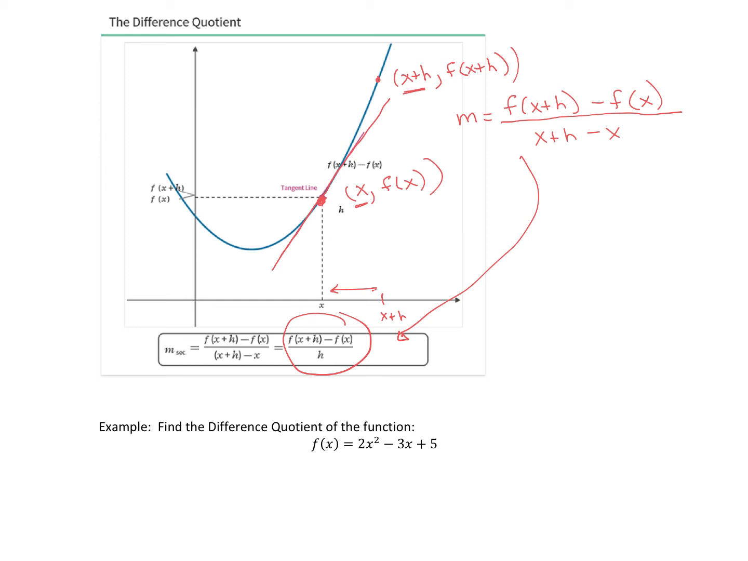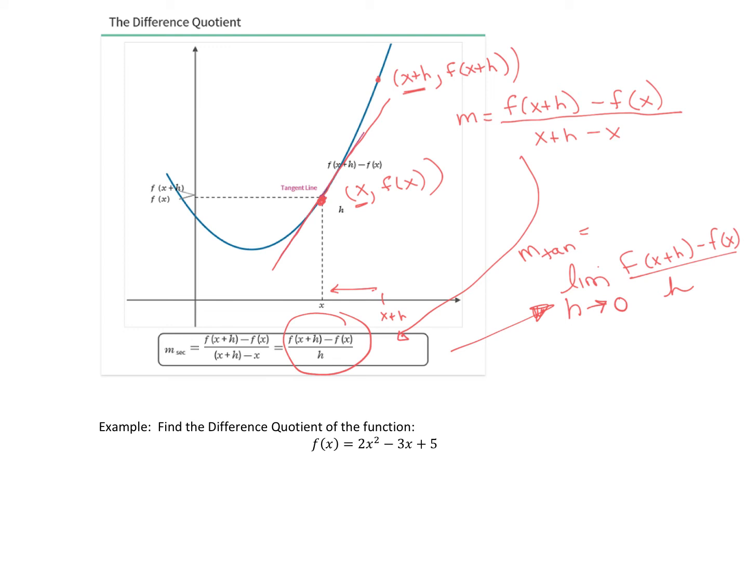And then in calculus, we take one step further, which we're not going to do in this class, but I just want to show you. We're going to take the limit as h approaches 0 of this expression, and that's going to give us the slope of the tangent line. So this would be the slope of the tangent line. But we're going to focus now on finding the slope of the secant line using the difference quotient.